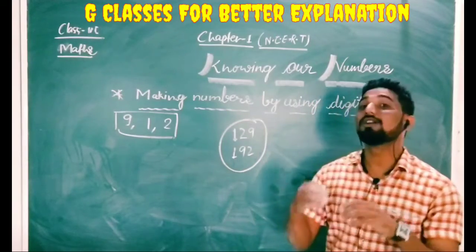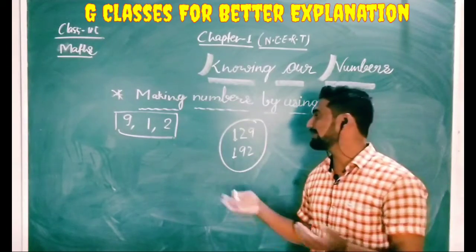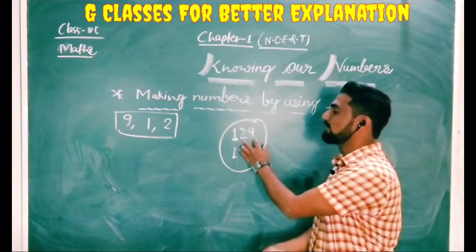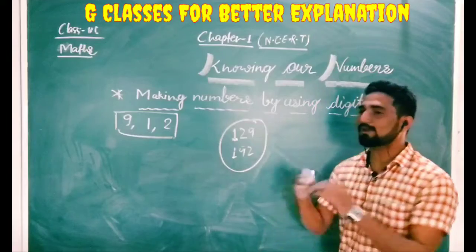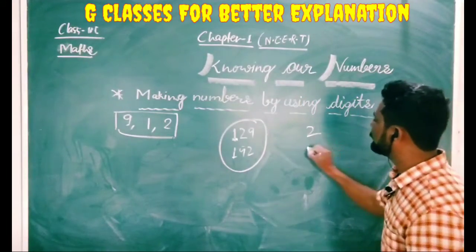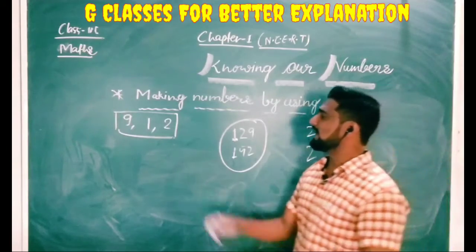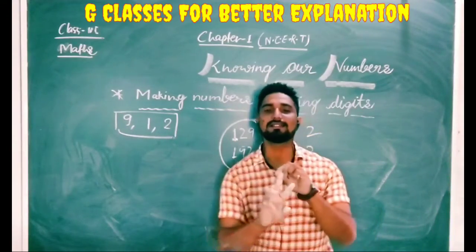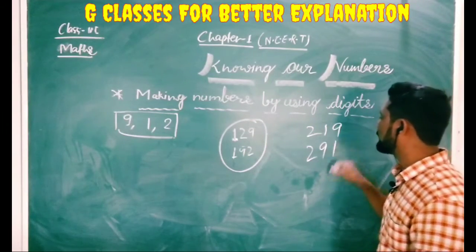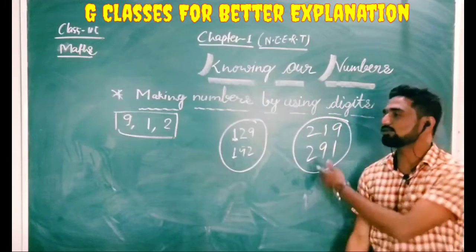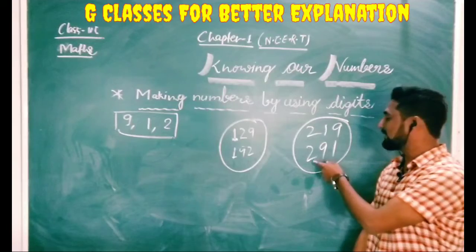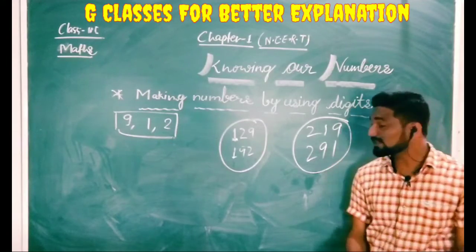Now you see how many numbers can be made using all these digits. First I kept 1 constant and changed the positions of 2 and 9. Now what to do? You take 2 and keep the position of 2 constant. So you write 2 here. Then after taking 2, what is left? 1 and 9. So you write 1 and then 9, or you can write 9 here and 1 here. By this way also 2 numbers are formed, and the numbers are 219 and 291.